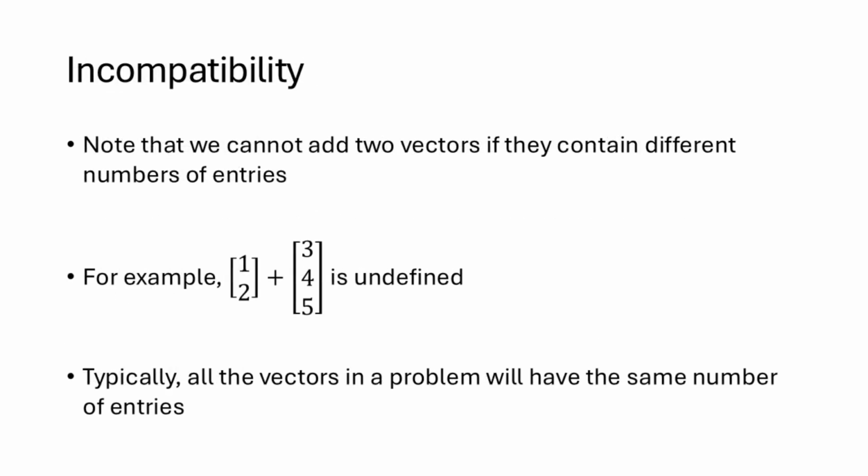Keep in mind that we can't add two vectors if they contain different numbers of entries. So if we had a vector 1, 2 and a vector 3, 4, 5, those vectors have different numbers of entries. The first vector has 2 entries, the second vector has 3 entries, so we simply cannot add those two vectors. We say that that sum is undefined. Typically, when you're asked to compute vector operations, all of the vectors in your problem will have the same number of entries, so this isn't something that you're going to usually have to worry about.